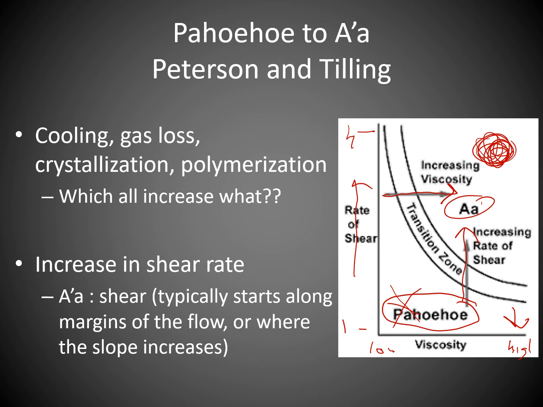So the transition from Pahoehoe to Aa is dominated either by a change in the rate of shear, basically speeding up the lava flow, probably from going over a steep slope, or it can be due to a viscosity increase as bubbles and crystals form in your flowing lava and as it's cooling off. So that tends to explain all of the different observations that Peterson and Tilling made about Pahoehoe and Aa flows.